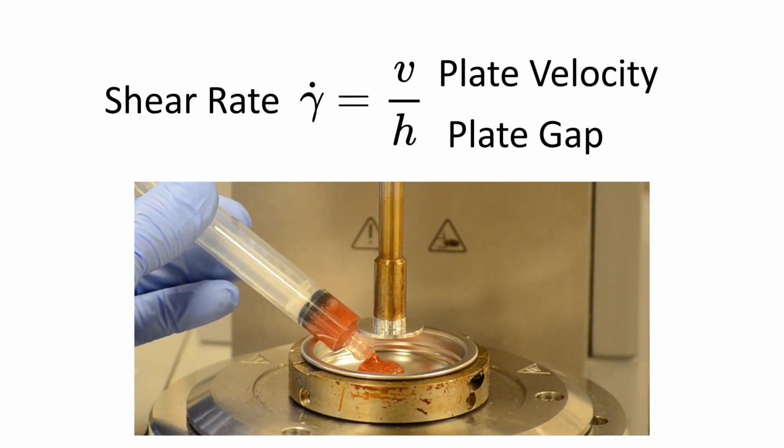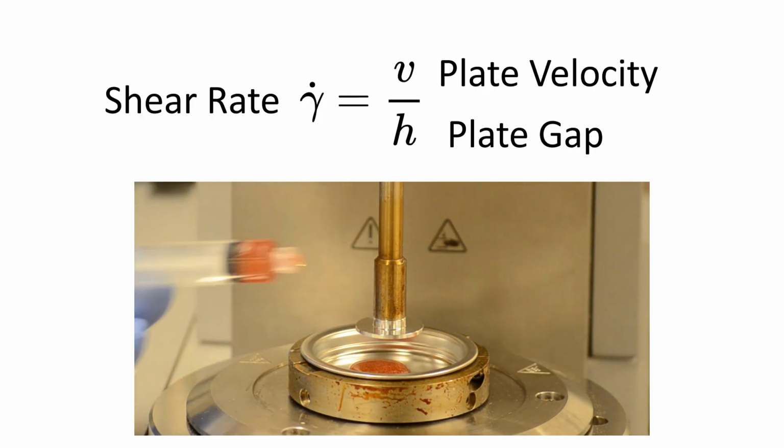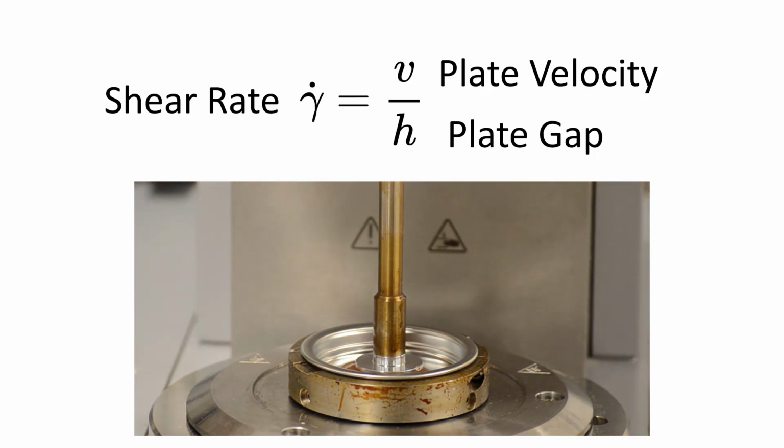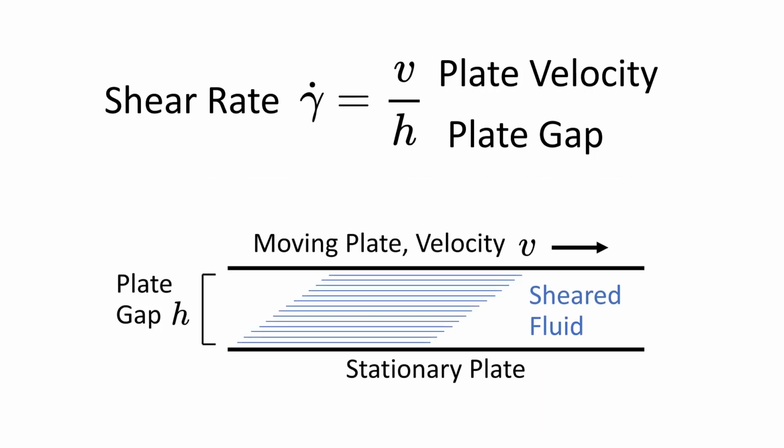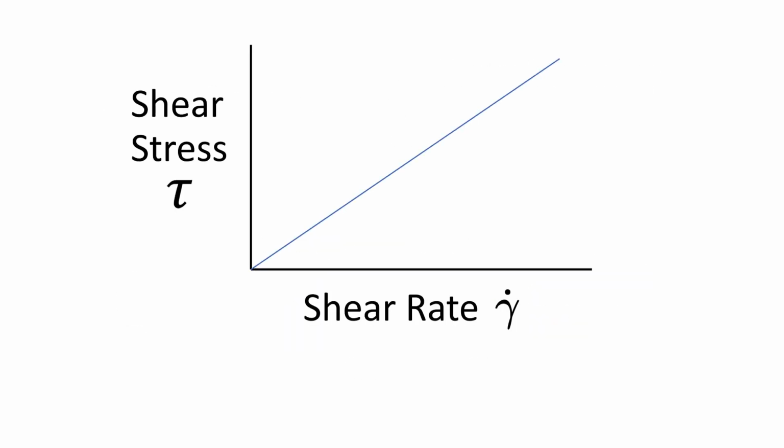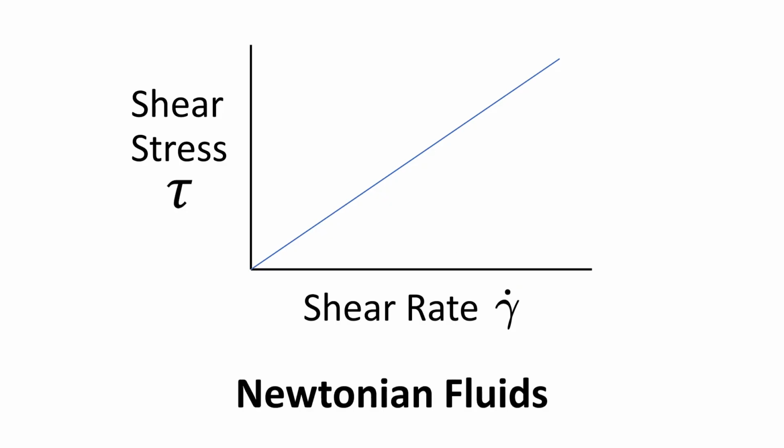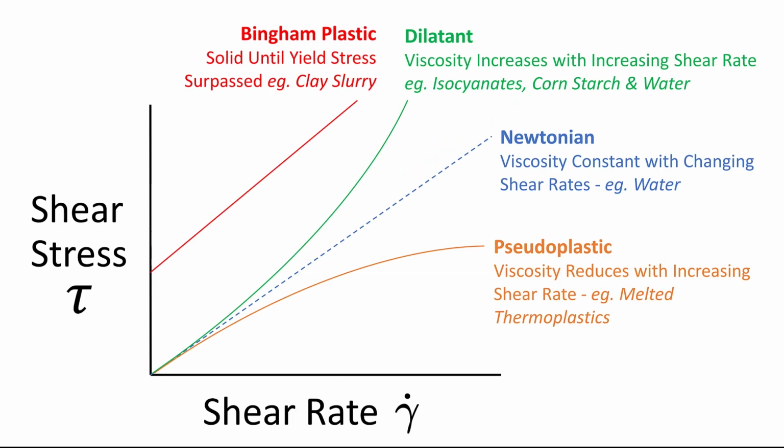Rheometers typically produce shear deformation by constraining fluid in between two surfaces and translating the surfaces relative to each other at a measured velocity. The shear rate is defined as the velocity of one surface divided by the thickness of the gap between the two surfaces. Fluids which show a linear relationship between shear deformation rate and shear stress are known as Newtonian fluids. Some fluids have viscosities that depend on the rate of deformation, which are known as non-Newtonian fluids. These fluids may have higher or lower viscosities when they are deformed at different strain rates.